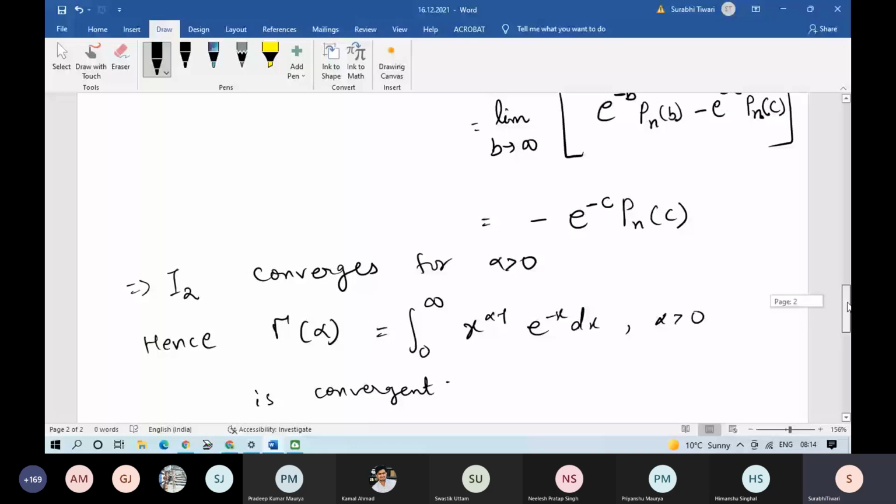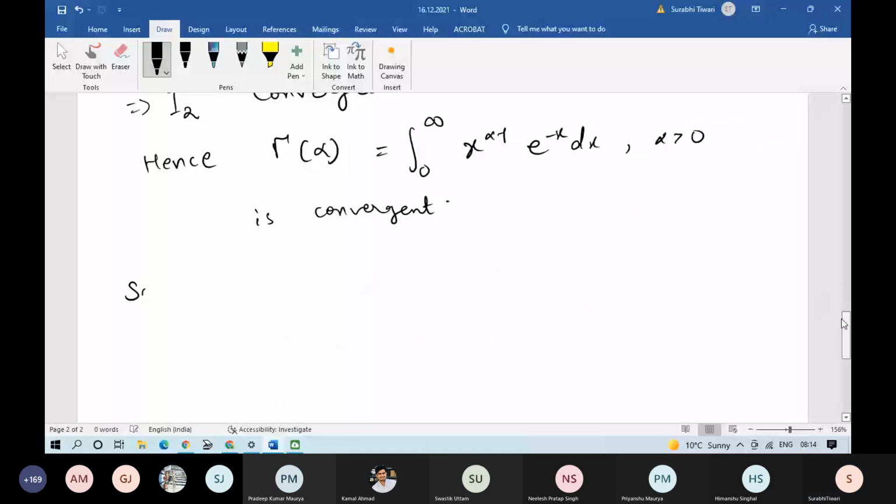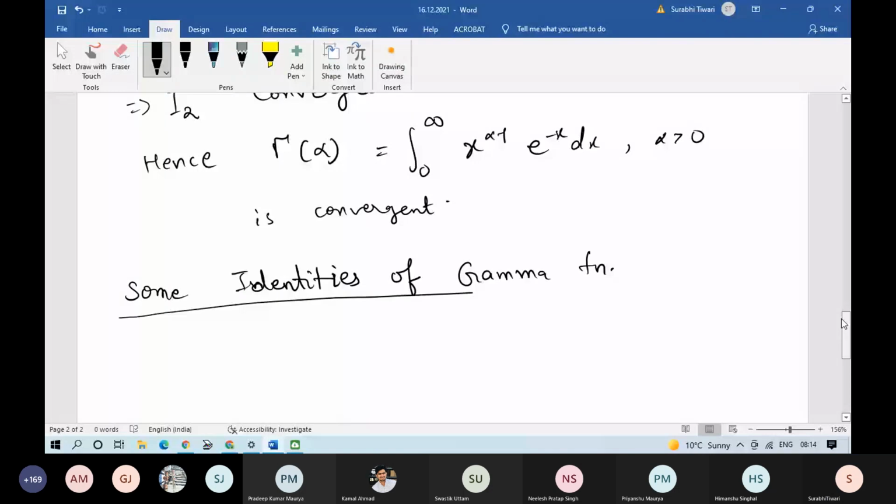So clear to everybody? Now coming to some identities of gamma function. Gamma of 1. Now put the value of alpha is equal to 1 in the formula.